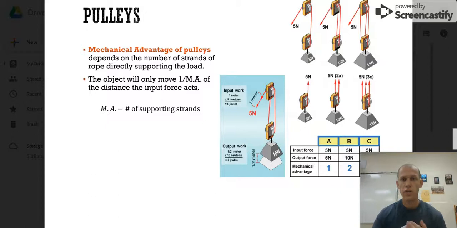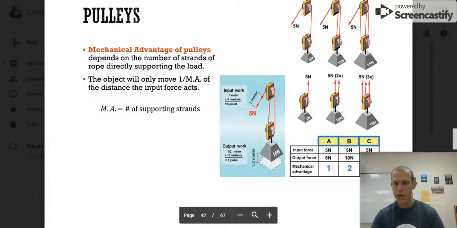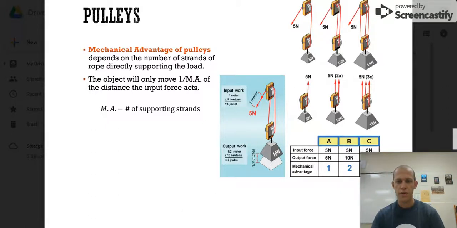All right, so the mechanical advantage of pulleys depends on the number of strands of rope directly supporting the load. So the object will only move 1 divided by the mechanical advantage of the distance the input force acts upon. So this is probably the best picture I have for you.